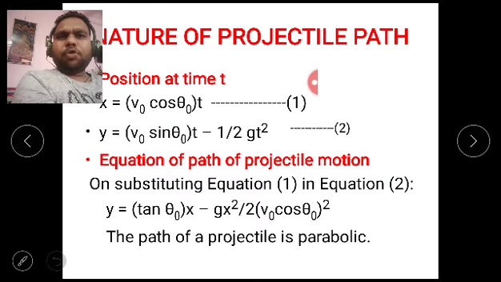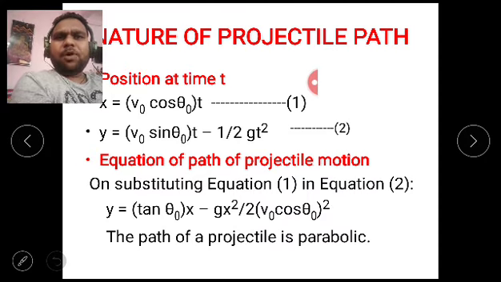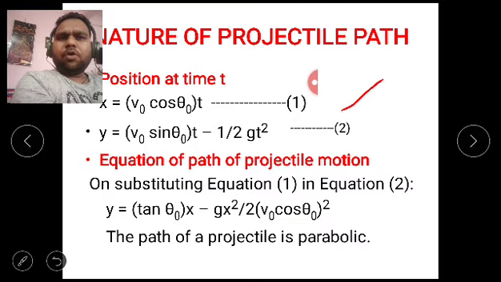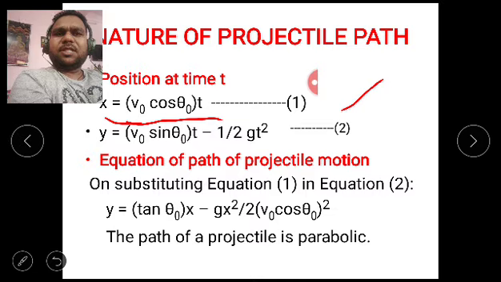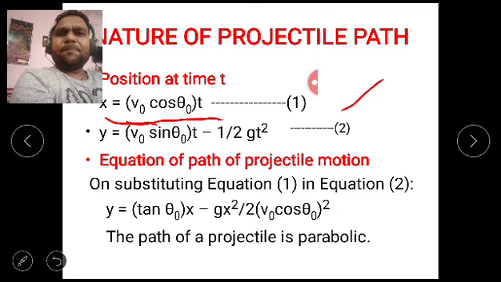So we will talk about position at time t. We know that s is equal to ut plus half at square. When we talk about the horizontal position, x will be given by the horizontal component of velocity into the time taken. We are taking position at time t. The horizontal component of the velocity is v0 cos theta 0, so x is equal to v0 cos theta 0 into t. This is the horizontal position at time t.